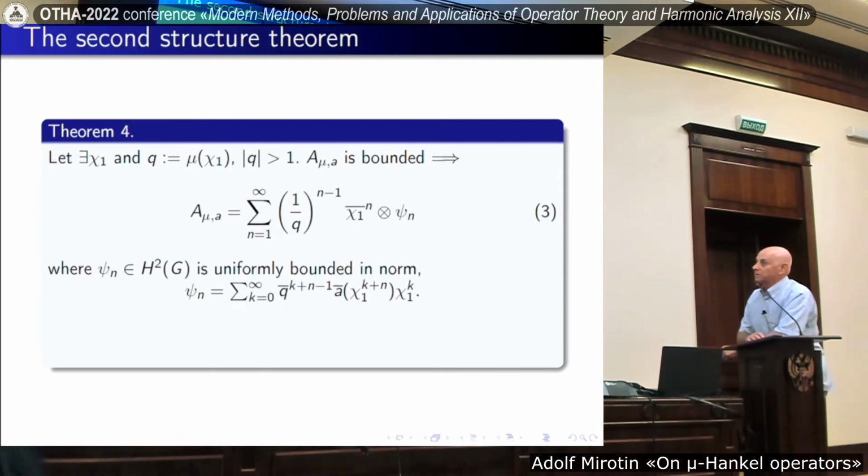The next theorem gives a similar description of the mu-Hankel operator if the absolute value of the parameter q is strictly greater than 1. In this case, the general form of the mu-Hankel operator is given by the following formula 3, where functions p n have the expansion below in the Fourier series over the powers of the first positive element chi sub 1. And of course, this is also the general form of a mu-Hankel operator in the case where the absolute value of q, the value of mu at the first positive element, is strictly greater than 1.